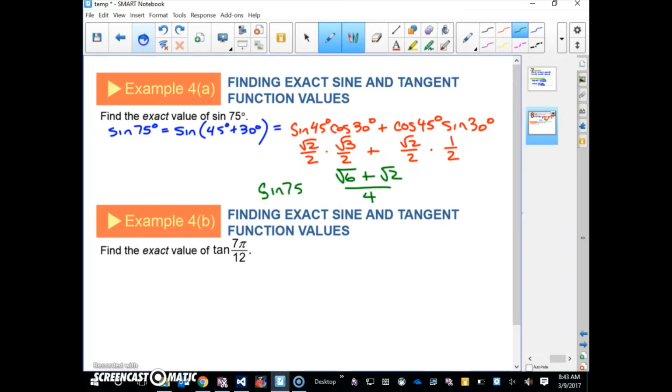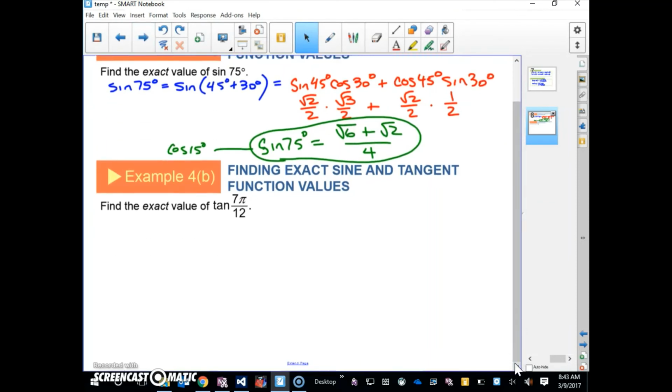Sine 75 degrees equals square root of 6 plus square root of 2 over 4. And you might be saying, well, last time we did cosine 15, and it was the same thing, but of course they are, because remember cofunctions? Those two are cofunctions. Cosine 15, sine 75, those are the same thing. So of course we got the same answer.